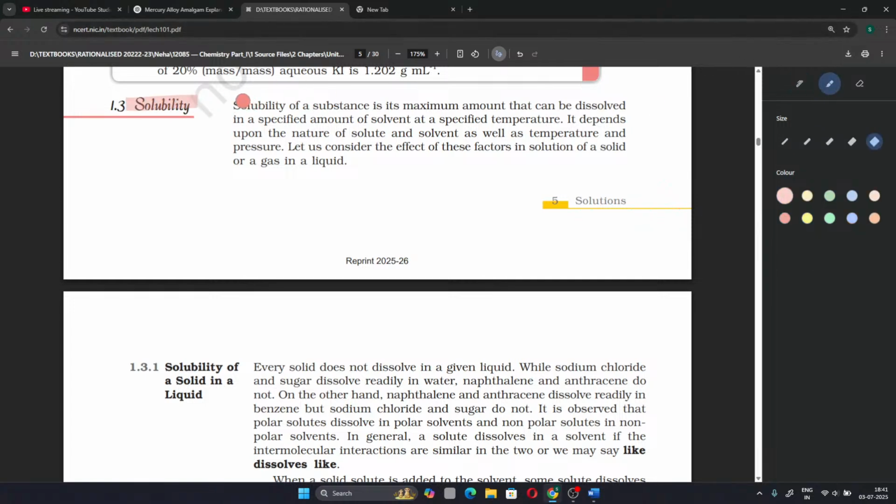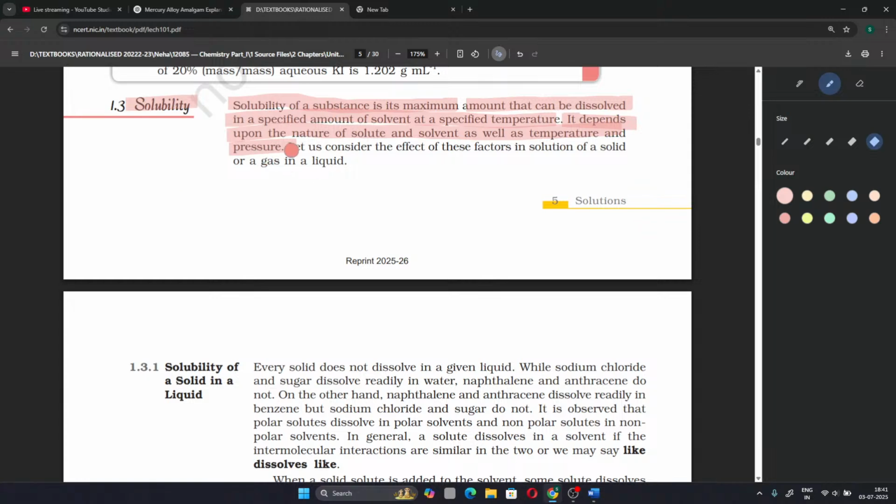Solubility. Solubility of a substance is its maximum amount that can be dissolved in a specified amount of solvent at a specified temperature. It depends upon the nature of solute and solvent, as well as the temperature and pressure.